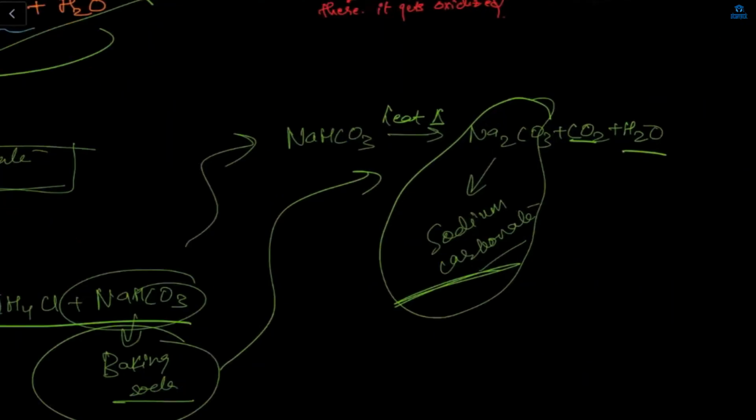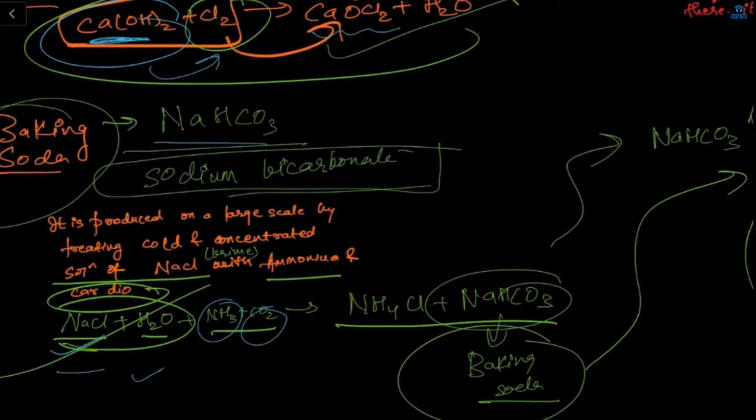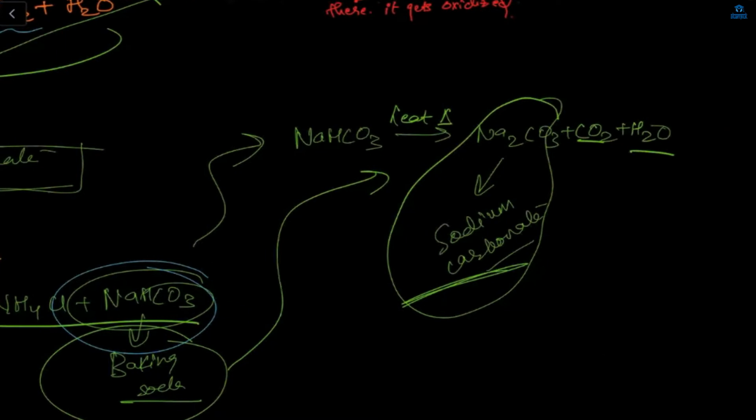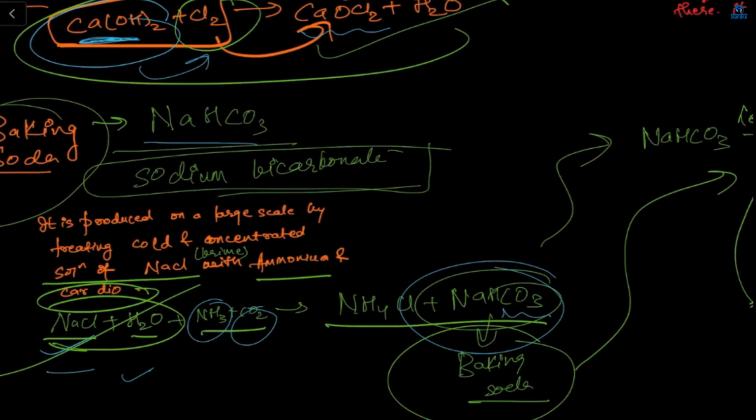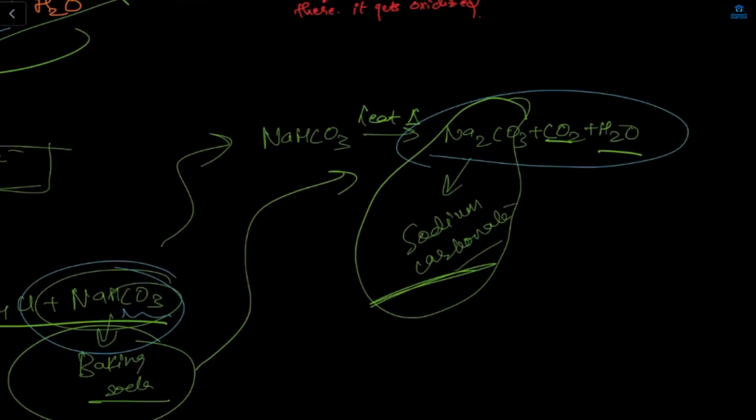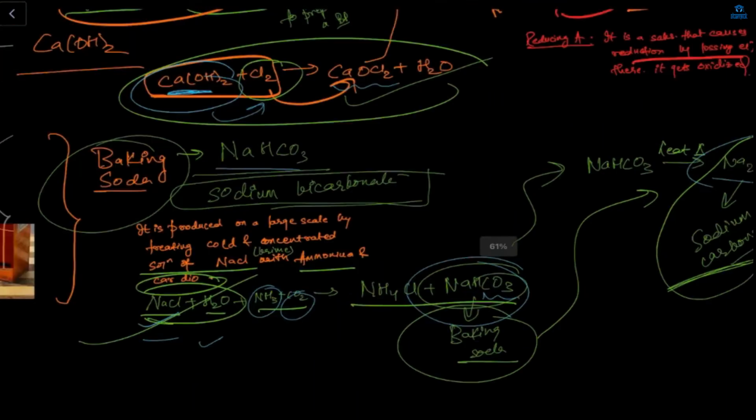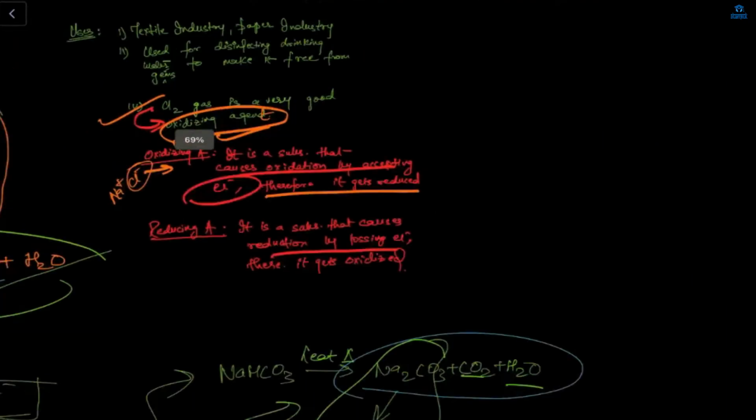And yes, after this, when we got this product as baking soda, if we heat this baking soda, then we will get this as a product: Na2CO3, carbon dioxide and water. Na2CO3 is what? Sodium carbonate. Okay, CO3 is carbonate. Here also, CO3 is sodium carbonate. So till this, any doubt, any confusion in any of the equations, chemical reactions? No? Okay, so let's start with the uses.